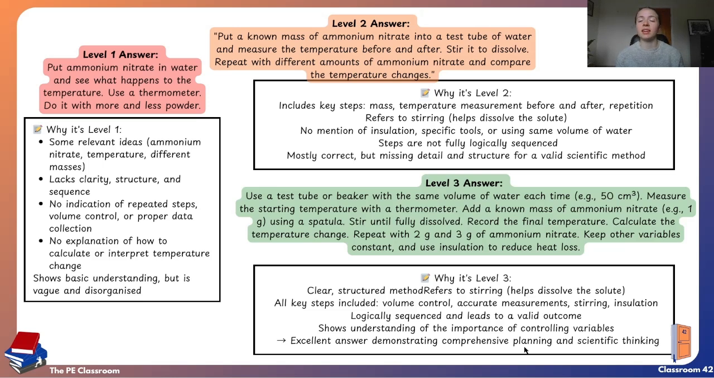So here we have been given a clear and structured method which refers to stirring, and all of the key steps are included. So volume control, accurate measurements, stirring and insulation. It is also logically sequenced and leads to a valid outcome and essentially shows an understanding of controlling the control variables as well. So overall, this is an excellent answer demonstrating some planning and scientific thinking, though if I was to say where it could be improved, I would say to be a bit more elaborate on your independent and dependent variables and how you would record your results.